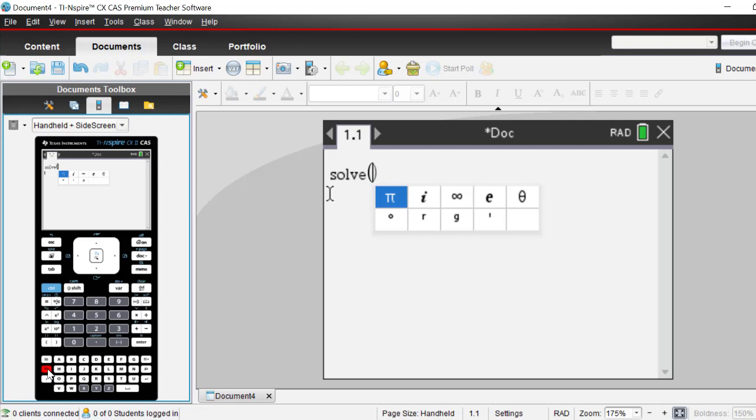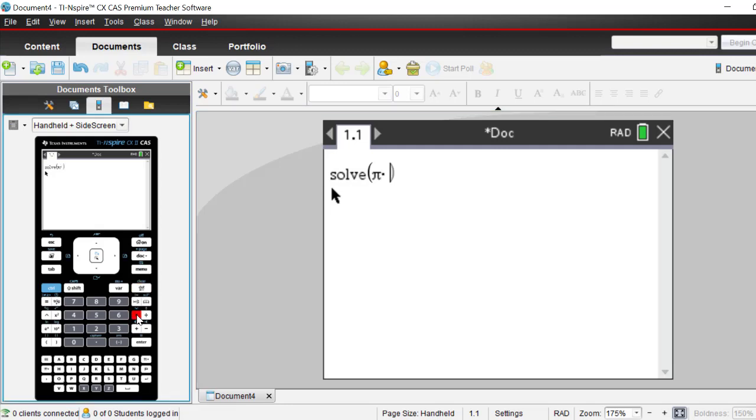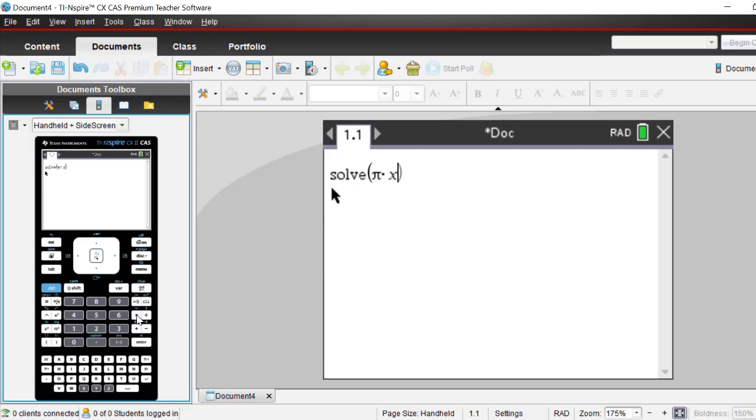Okay, so we're solving for pi x. A lot of the time, it can treat pi x as its own variable, so let's do pi times x. Okay, and if I go back, we want plus 3y is equal to 12. So plus 3y, you can put a times in there if you like, but you should still get the same result, is equal to 12.